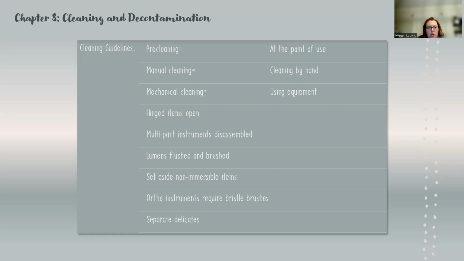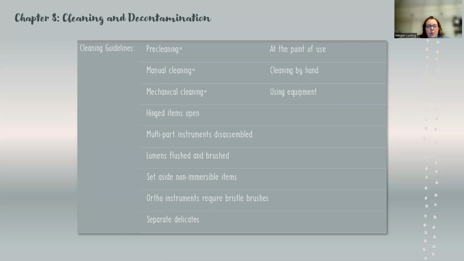Lumens always have to be flushed and then brushed, and you want to make sure that you're picking the appropriate size brush for the lumen. If it's too small and your lumen's really big, obviously it's not going to clean the entire lumen. A lumen is like a hole inside of a tube, like a suction. If you're not picking the appropriate size brush, it's not going to clean the sides like it should.